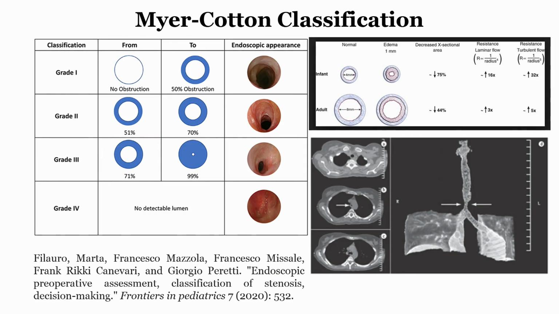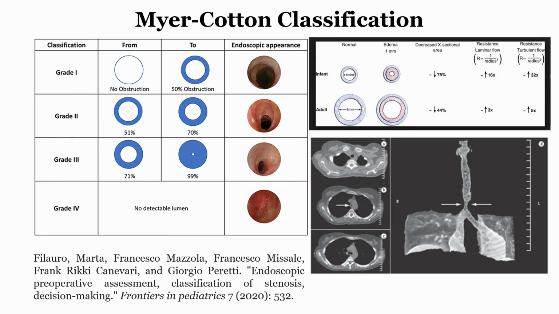So, they came up with something called the Meyer-Cotton classification system based on the obstruction. Now, why are we studying the reduction in geometry? We will see in future how the reduction in geometry can be related to the alteration in the fluid that is flowing through the channel.